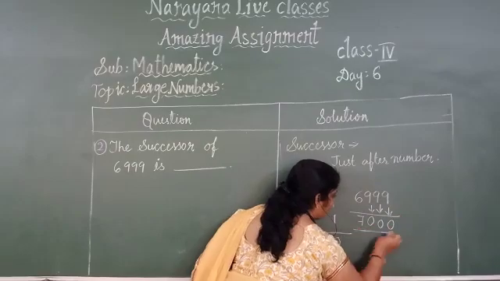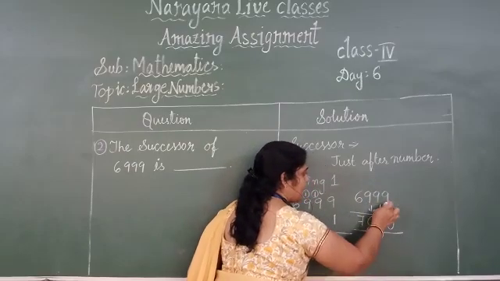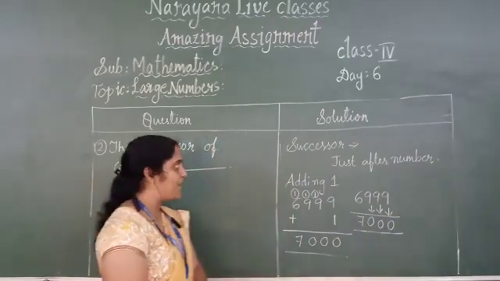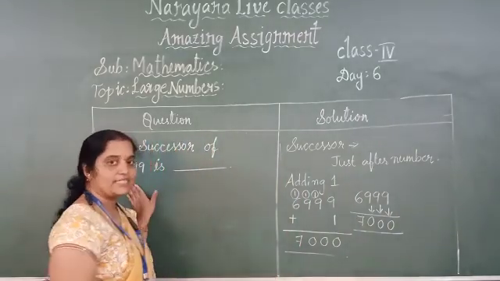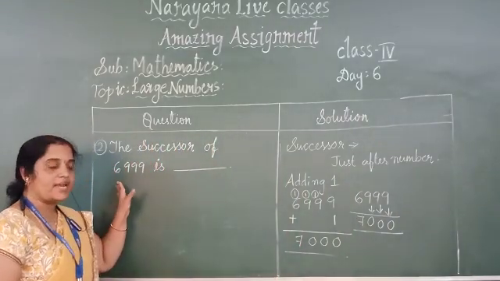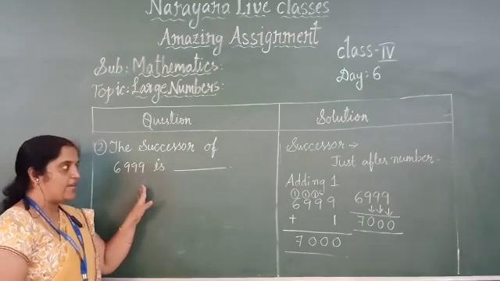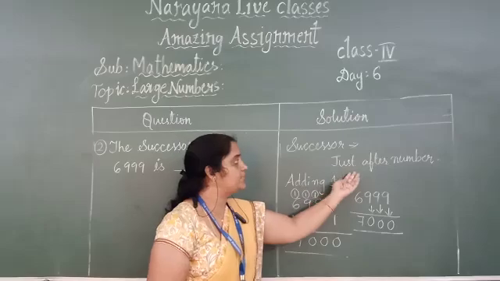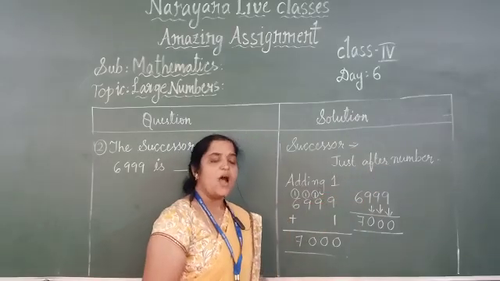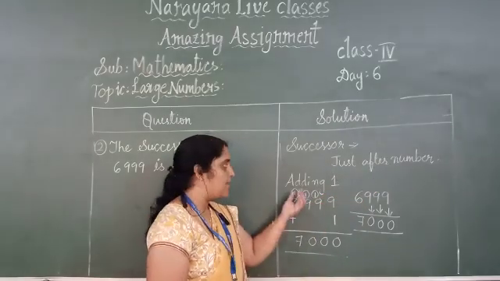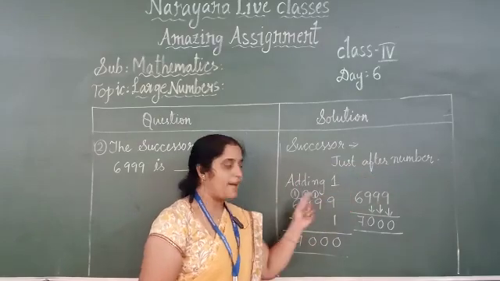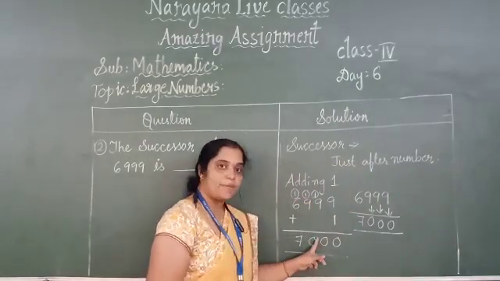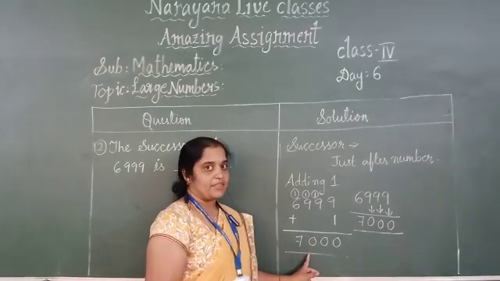So the successor of 6999 is 7000. Once again I am explaining, children. They asked to find the successor of 6999. What is meant by successor? Successor means the just after number. How will we get the just after number? We get it by adding 1 to the given number. If I add 1 to the given number, it will become 7000.